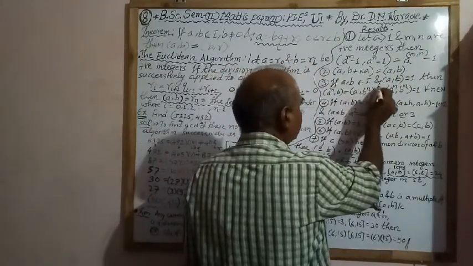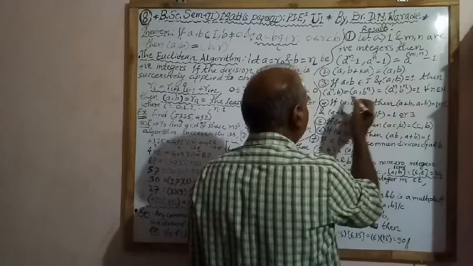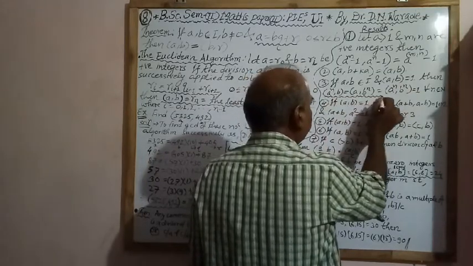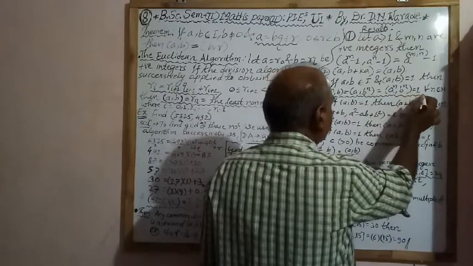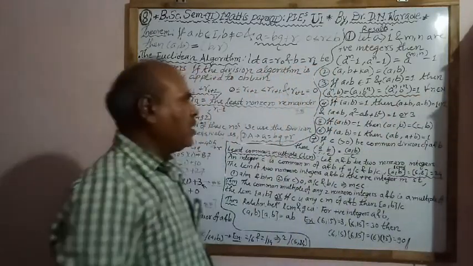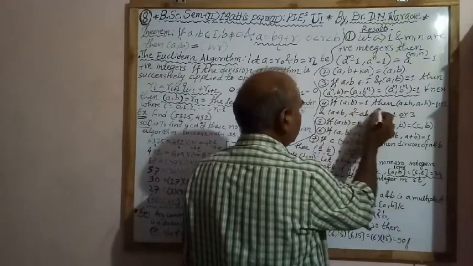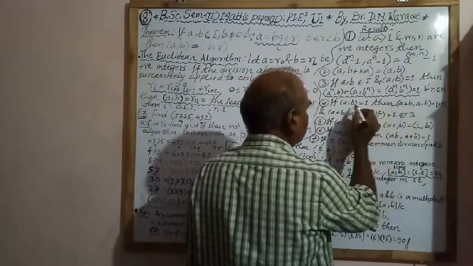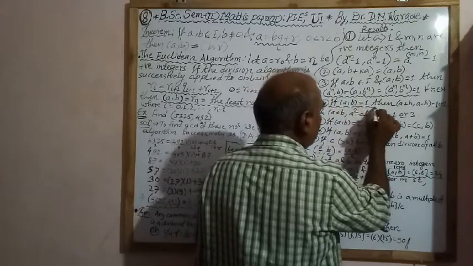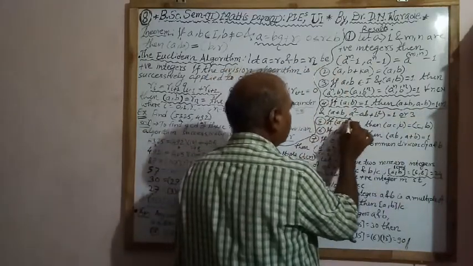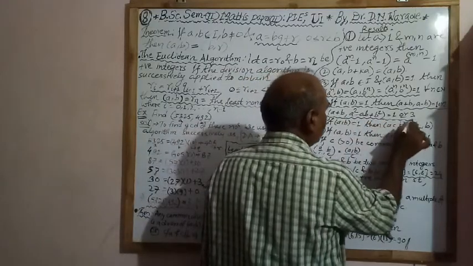If a and b belong to integers and GCD of a, b equals 1, then GCD of a, b to the power n equals GCD of a to the power n, b equals 1 for every n belonging to natural numbers. If GCD of a, b equals 1, then GCD of a plus b, a minus b equals 1 or 2. And GCD of a plus b and a square minus ab plus b square equals 1 or 3.